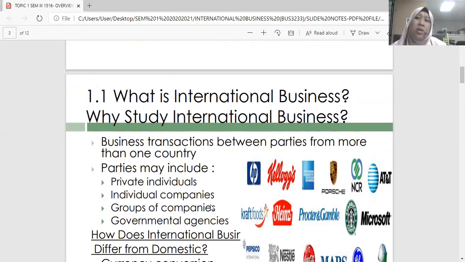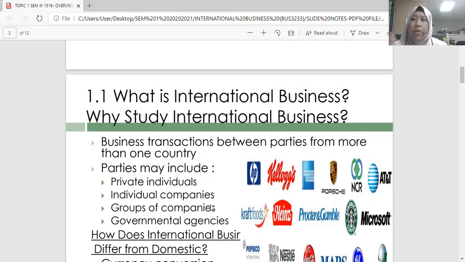Okay, before we go further on international business, in one country like Malaysia, for example, we have two states, for example Perak and Sarawak. When these two states are dealing in business, for example from Perak they are sending their products to Sarawak, and then from Sarawak sending to Perak, when they are doing the transaction, selling and buying within one country, this one we call domestic business.